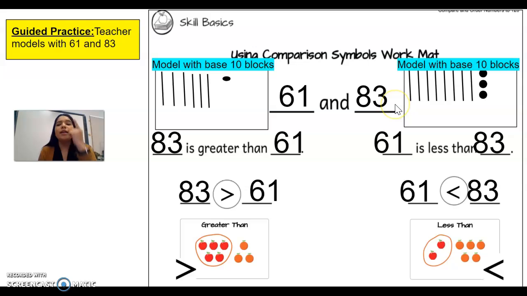The number 83. How many tens are in the number 83? If you said 8, awesome job. There are 8 tens in the number 83 because the first digit is 8. So we're going to draw 8 tens. 1, 2, 3, 4, 5, 6, 7, 8. And how many ones are in the number 83? Let's look at the last digit. 3. Awesome job. So that's why we have 1, 2, 3 dots.